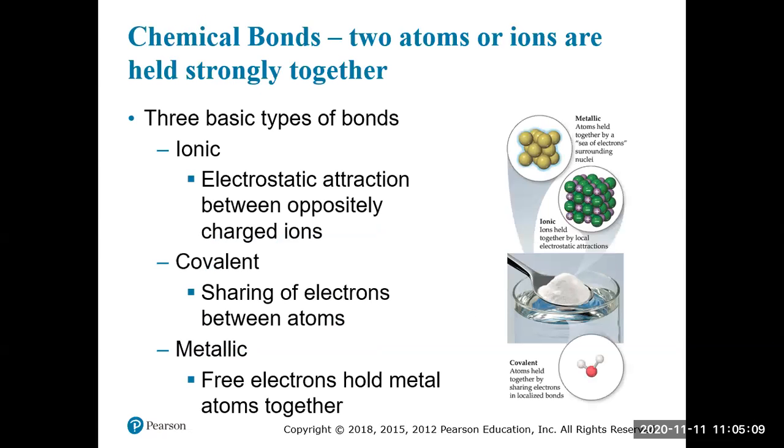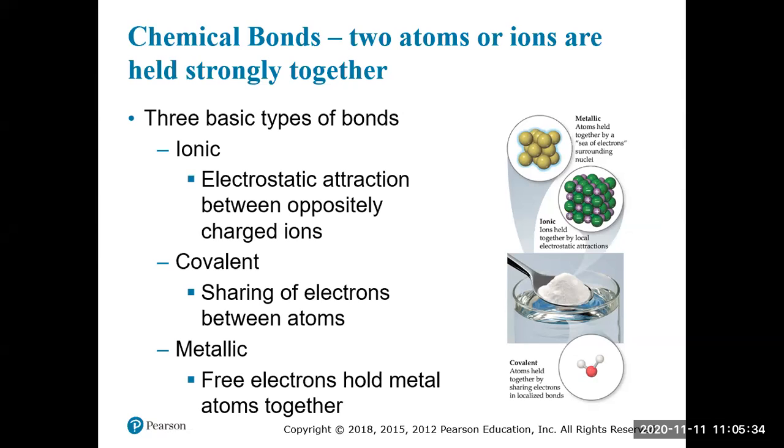When we talk about chemical bonds, what we're talking about is two atoms or ions that are held together. And there's three basic types of bonds. There's ionic, covalent, and metallic. With ionic bonds, you're talking about an electrostatic attraction between oppositely charged ions.